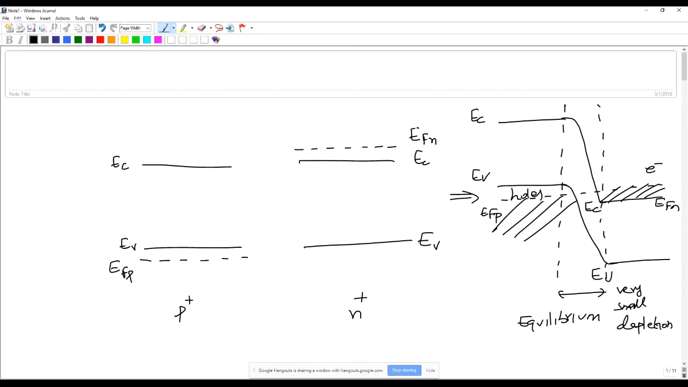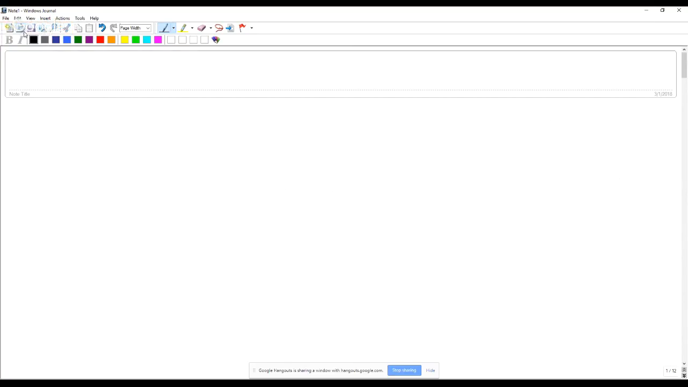So when you reverse bias, you have ease of flow of current, which is why you have a linearly increasing current in reverse bias. In forward bias, depending upon the applied voltage, you can have different effects. So I can draw some of these. Let me get a new page. So let us say I have a forward bias now.